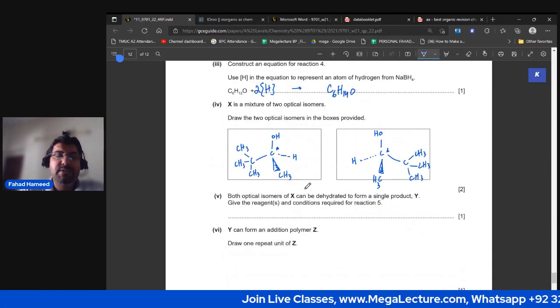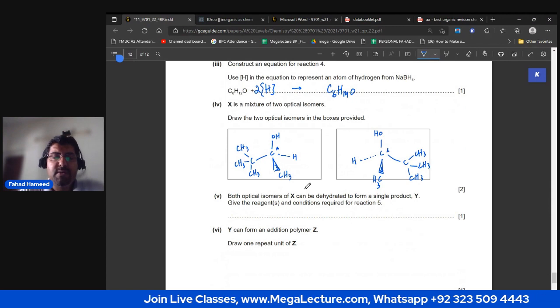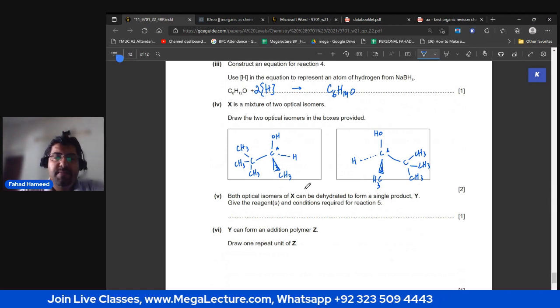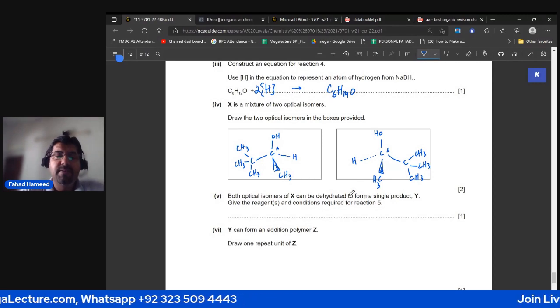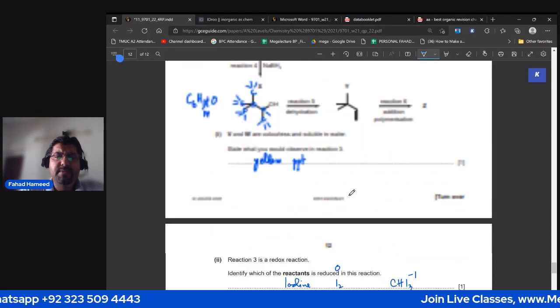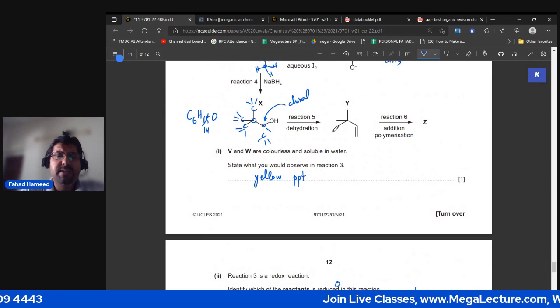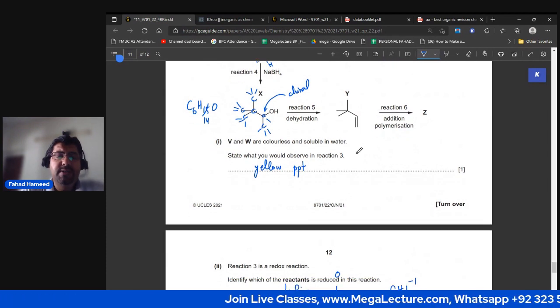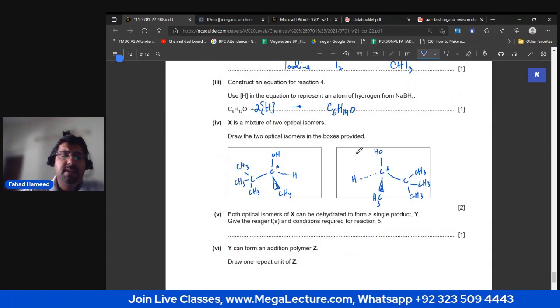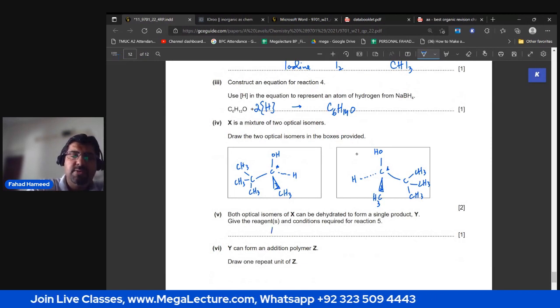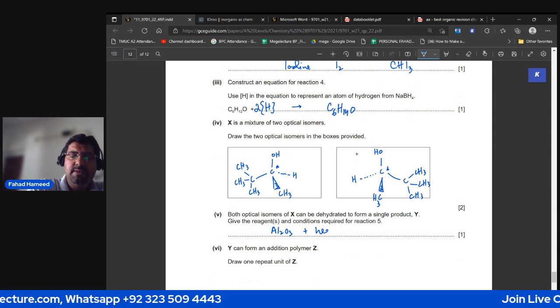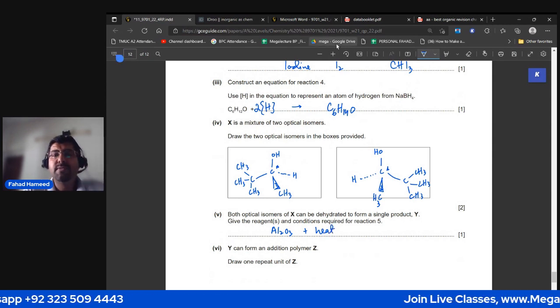Now both isomers of X can be dehydrated to form a single product Y. Fine. So give the reagent and conditions required for reaction number 5. So what is reaction number 5? It is dehydration. They gave the product as well. So what do you need for dehydration? You need Al2O3 plus heat, or you can also use concentrated H2SO4 to do that.